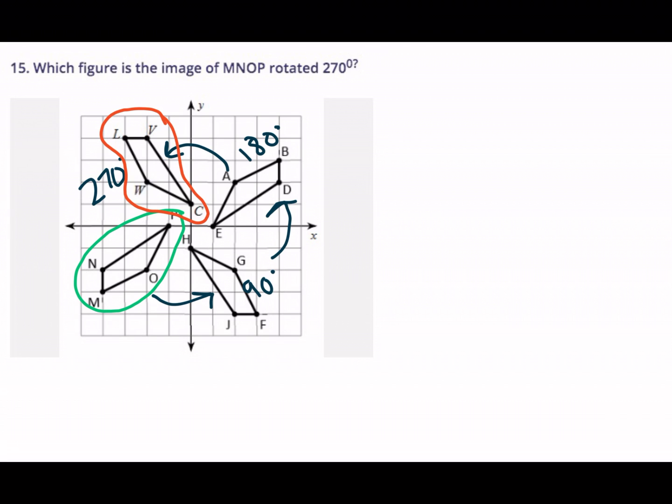All right, so 270, remember we're rotating through 3 different quadrants. So the answer is LVCW, 270. We've got to go through 3 different quadrants.